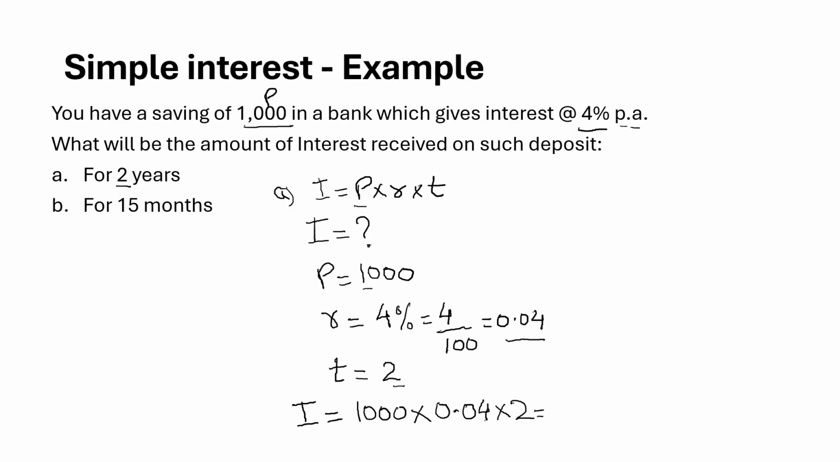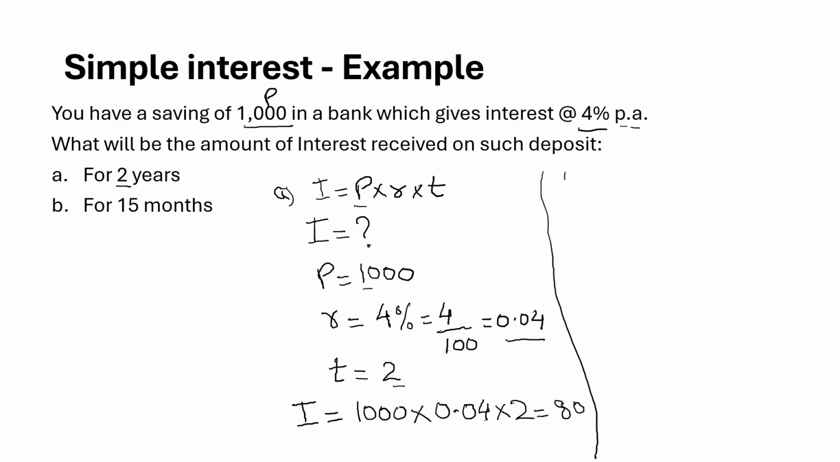Simple. Take the calculator and calculate. 1000 multiply by 0.04 multiply by 2. So what will be my answer? My answer will be 80. My answer is 80. So understood? This is how we calculate the simple interest. This we have done for A.